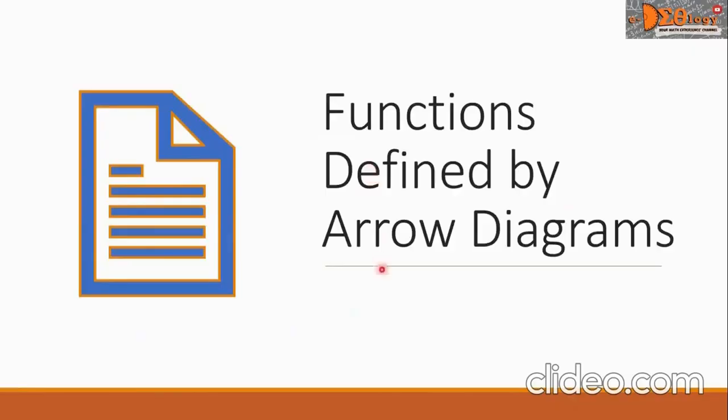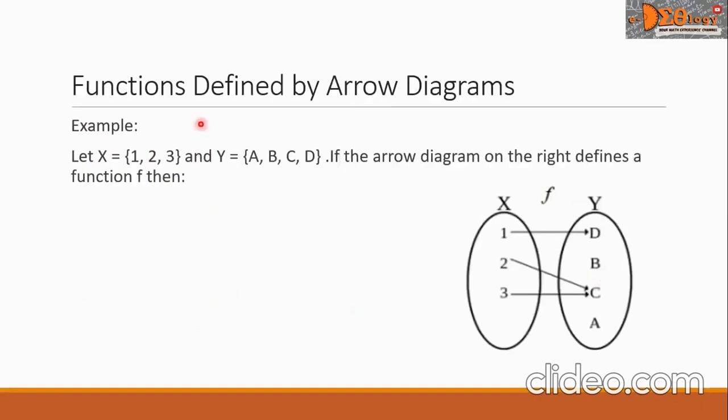Let's go now to functions defined by arrow diagrams. Let us have an example on how functions are defined by arrow diagrams. Let X equals {1, 2, 3} and Y equals the set {a, b, c, d}. If the arrow diagram on the right, it's here, defines a function f, then let us answer some questions.